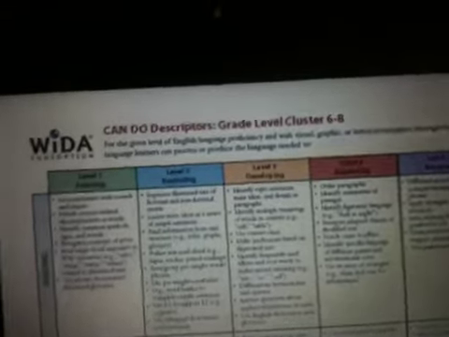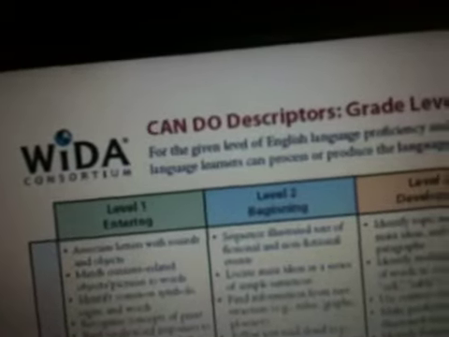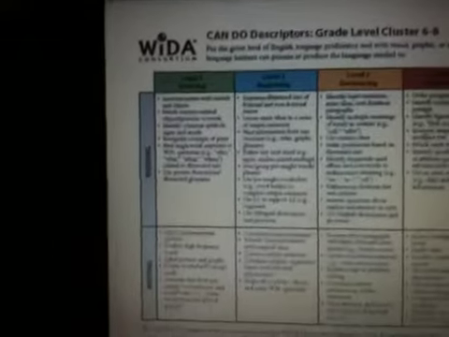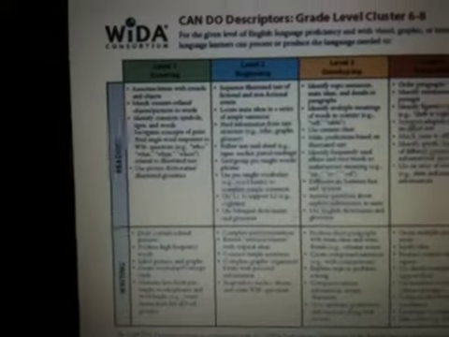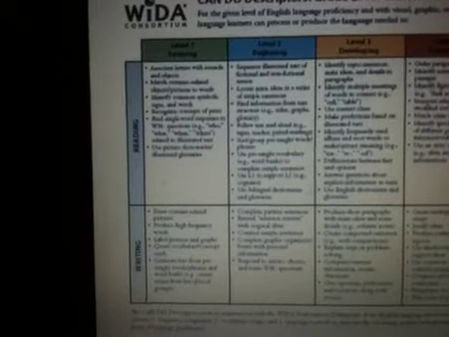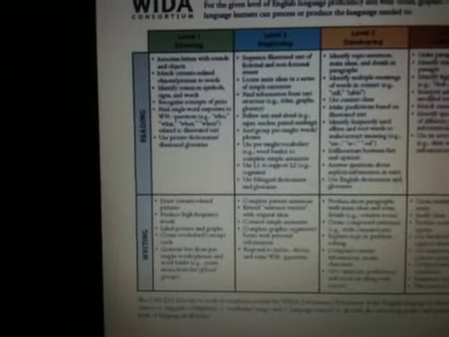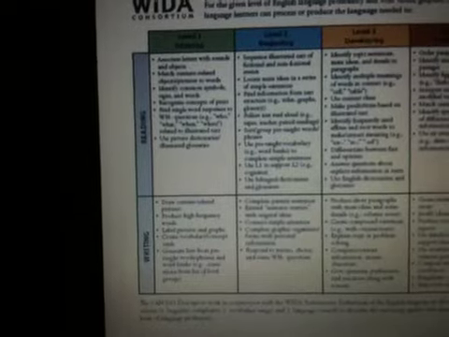So going on to the next one, we have reading. I know you can't see it that well. And we also have writing. So because her reading score is at a 2.9, we can go into the beginning box and see what it says. Number 1, sequence illustrated text of functional and non-functional events. Locate main ideas in a series of simple sentences. Find information from text. Read text out loud. Use pre-taught vocabulary. And use L1 to support L2. And use bilingual dictionaries and glossaries.